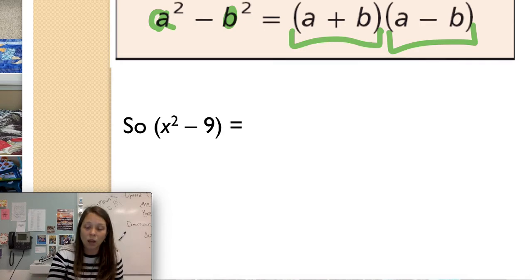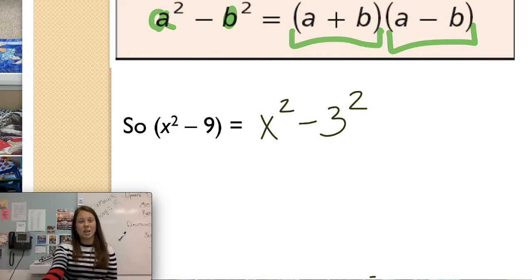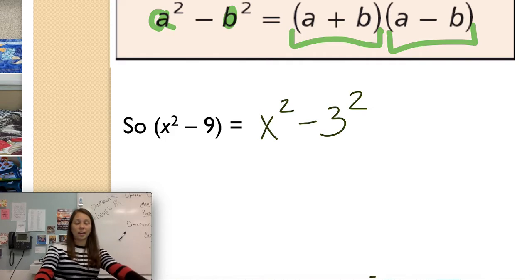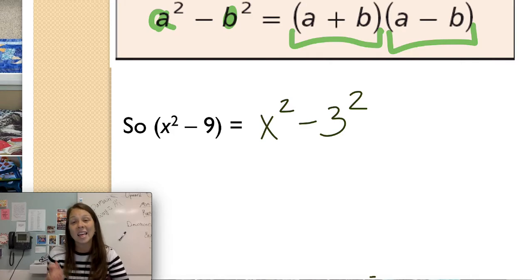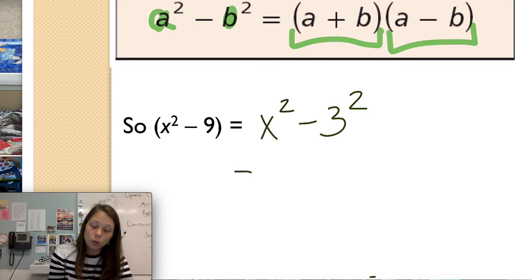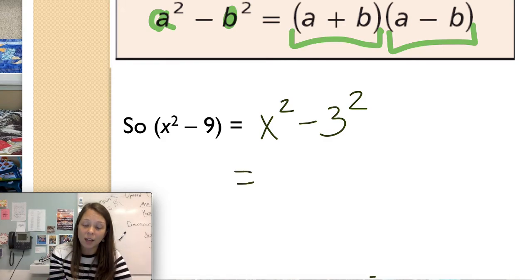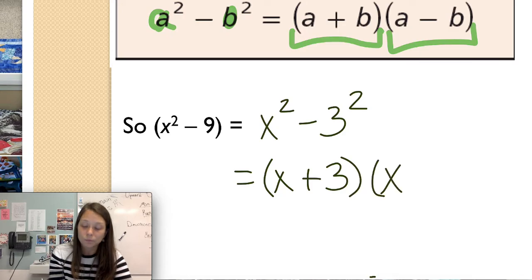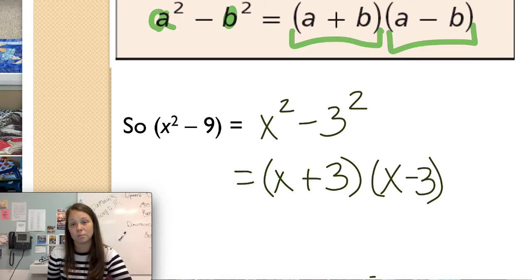Well, I could rewrite that to be x squared minus 3 squared. So notice how I have it set up like that formula, that rule above, where my A is like the x and my B is like the 3. So using that process from above, I can say it factors into x plus 3 and x minus 3. And if you were to multiply this out, you would get x squared minus 9.